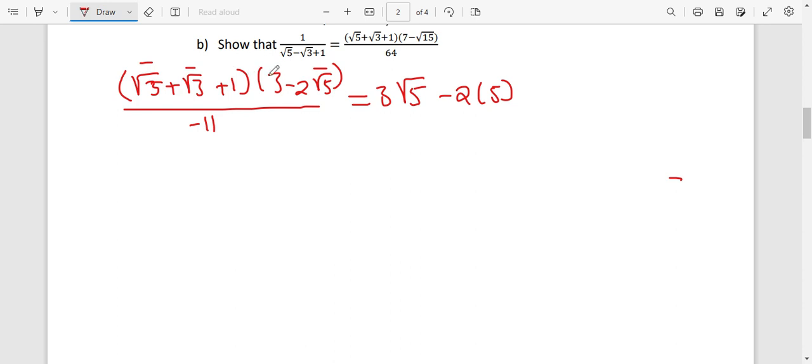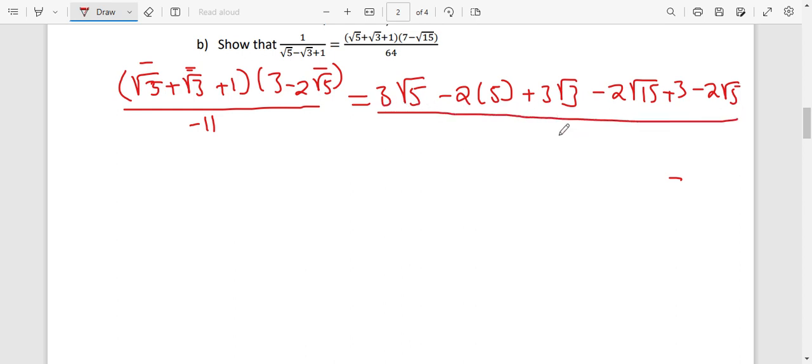And then you go to the root 3 multiplied by 3. That is going to give you 3 root of 3. And then you go root 3 multiplied by negative 2 root of 5. That will give you negative 2 root of 15. You just multiply the 3 inside and the 5. And then go to 1. 1 multiplied by 3, that is going to be 3. 1 multiplied by negative 2 root 5, that will be negative 2 root 5. In the denominator, you still have a negative 11. Okay.